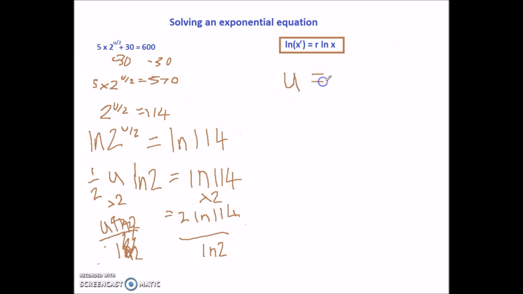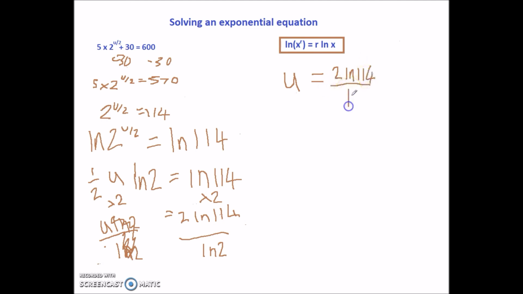Now, something you need to be careful of. Do not get into the mistake of cancelling this out, because this is 2 multiplied by ln 114. This is the natural log of 2. If this was 2 multiplied by the natural log, then you would start cancelling out, but it doesn't, so it stays exactly as it is. So don't make the mistake. It's very easy to make because you've got 2 multiplied by natural log and you've also got natural log of 2, so don't make that mistake.